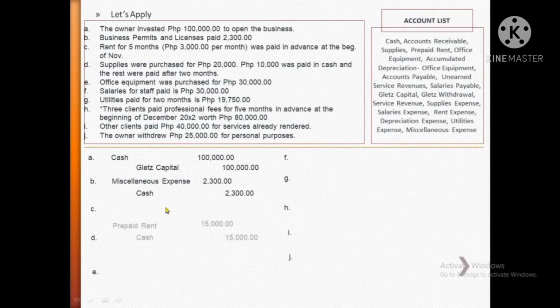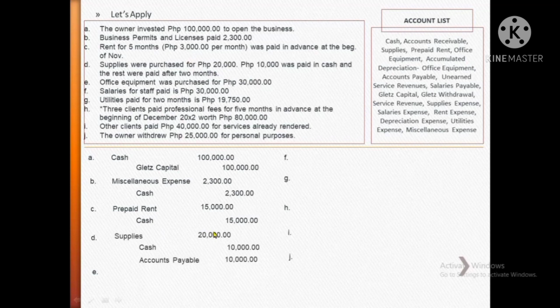Of course, debit prepaid rent 15,000 and credit cash 15,000. Transaction letter D has already been answered and analyzed earlier. So we debit here supplies 20,000 and credit cash for the down payment, and the unpaid balance is credit accounts payable of 10,000. And of course, on letter E, since you have purchased a new asset, we are going to debit office equipment 30,000, but we're going to credit cash 30,000 because we have sacrificed the cash.